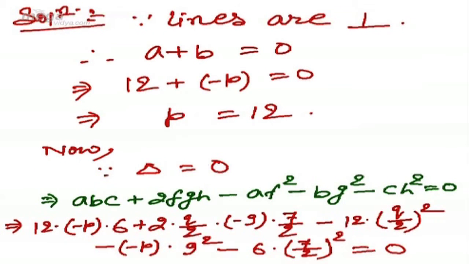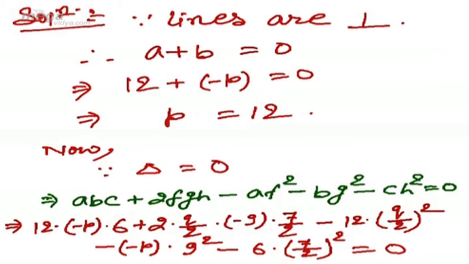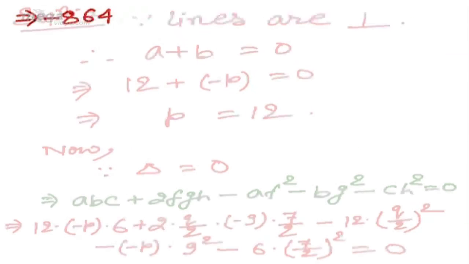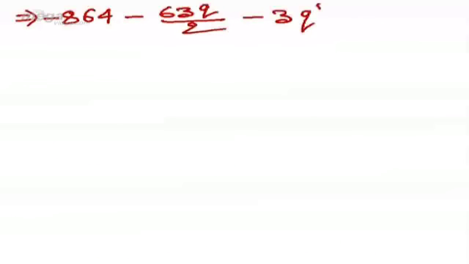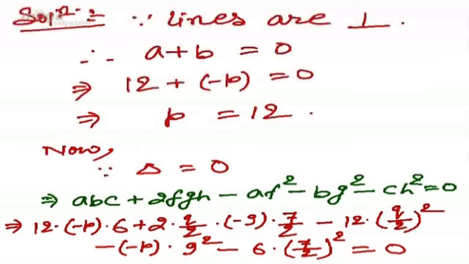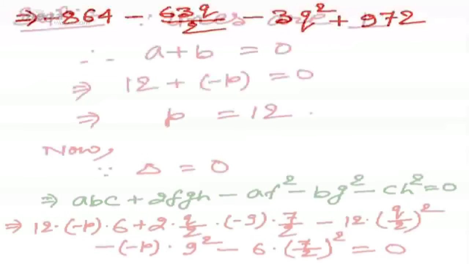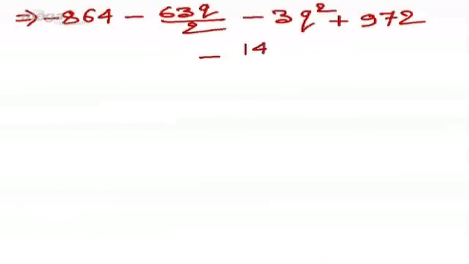Now we will simplify. It's 12 and P is again 12, so 12 into 12 is 144, and 144 into 6 is minus 864. Now it becomes minus 63 upon 2 Q minus 3Q square. Now here also we can substitute P equal to 12, and 12 into 81, this becomes minus minus plus 972, minus 147 upon 2 is equal to 0.